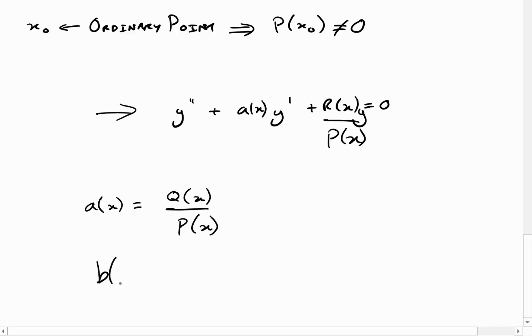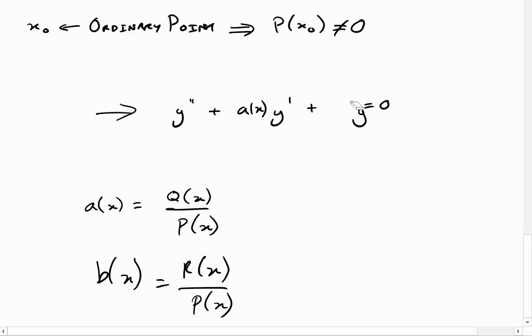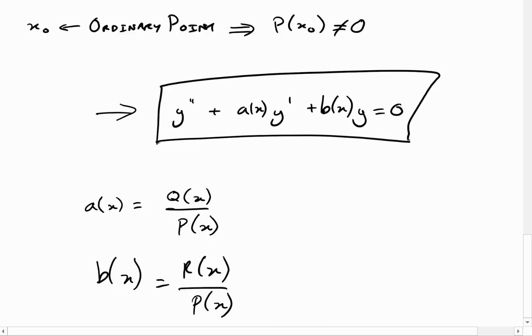And if we then, let's say, set b of x equal to this coefficient here, so in other words, r of x over p of x, what we end up with is b of x here. Okay, that suddenly looks a whole lot nicer and a whole lot simpler to deal with.